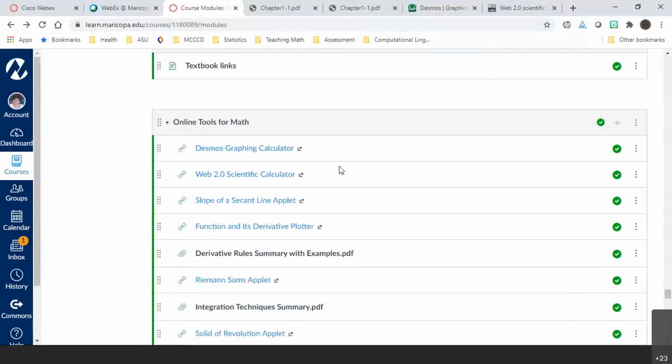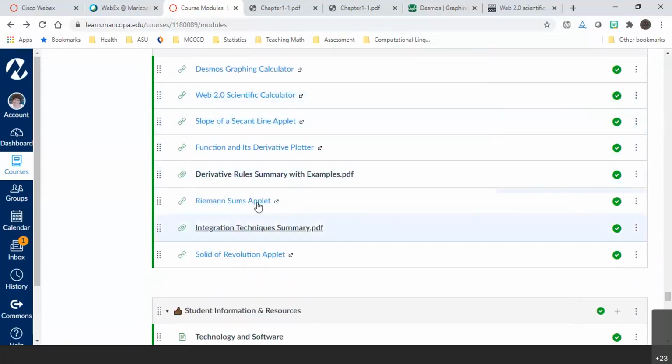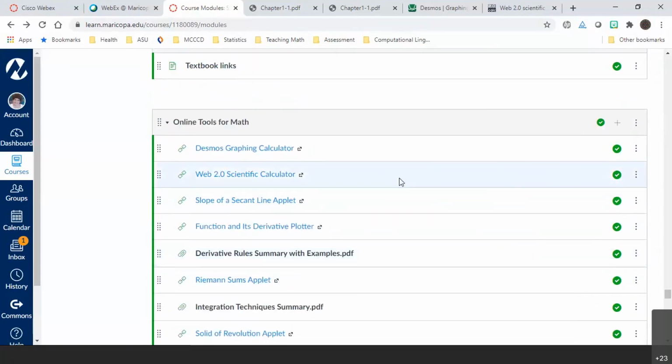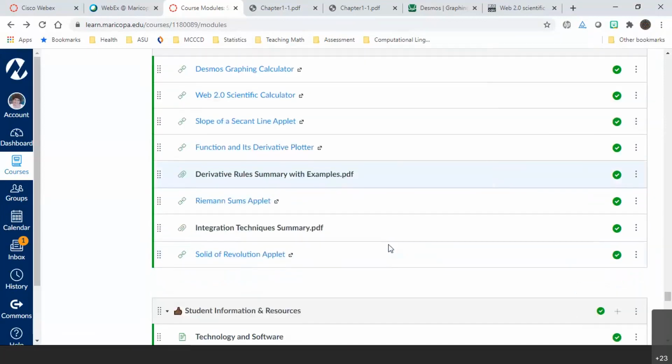And then what I have here, remember I told you there are some online tools, right? We have a Desmos graphic calculator, a scientific calculator for actually doing number crunching, and here are all the applets and useful files that I put in there. I have to copy the exponent and log rules over here. So everything's all in one place.